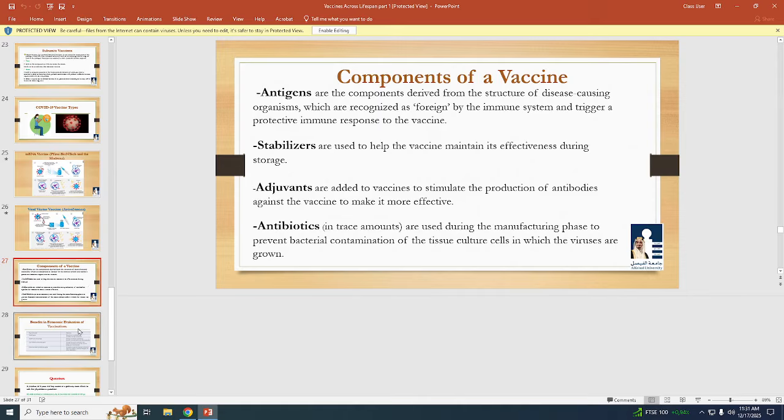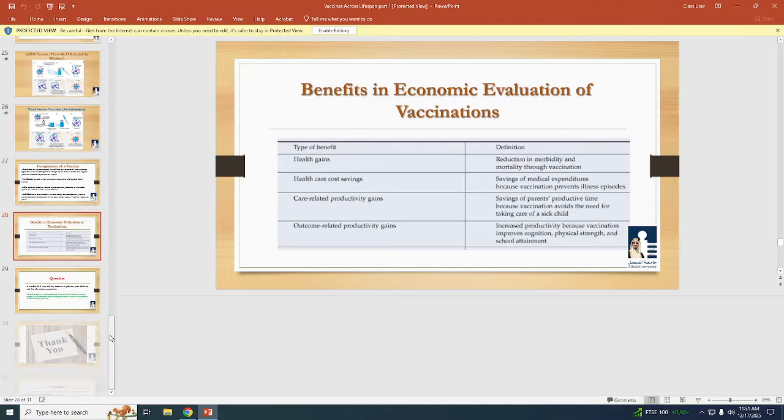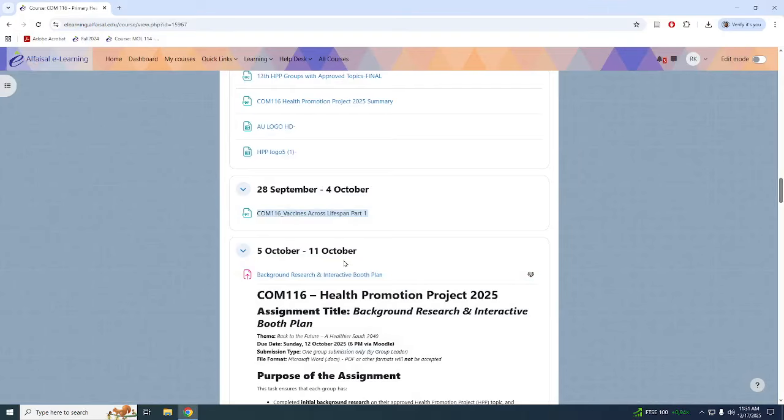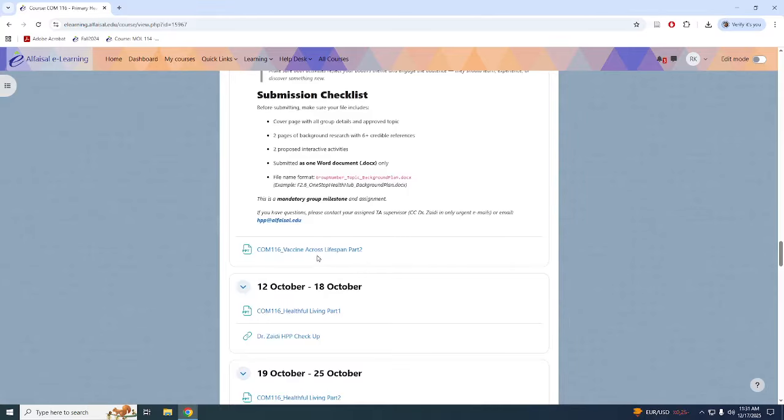Components are important as well, and benefits in economic evaluation of vaccinations. It's common knowledge, honestly, but you need to know it, of course. Okay, this question. Let's move on. This one.